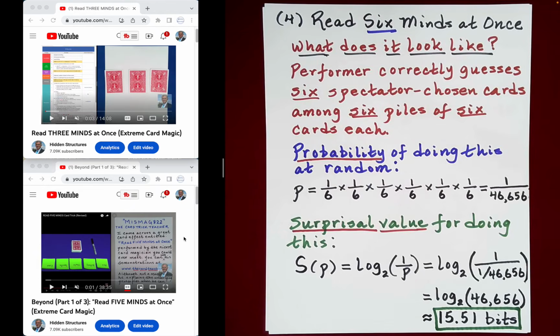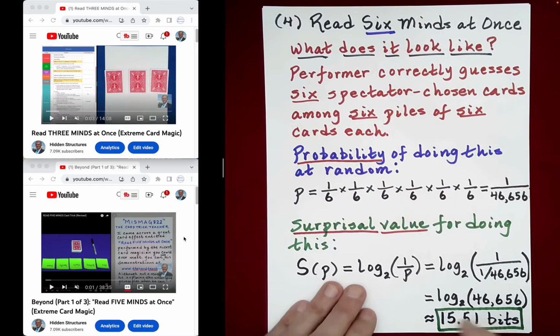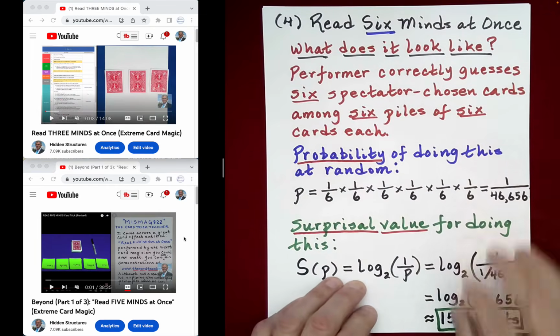If you were to do that, the Surprisal value now jumps up to 15.51. So that's like taking 15 fair coins, tossing them into the air, calling heads on all 15 coins, and watching them all land heads up individually. Absolutely amazing. And that's the degree of surprise the spectator or spectators would experience in watching this performance here.